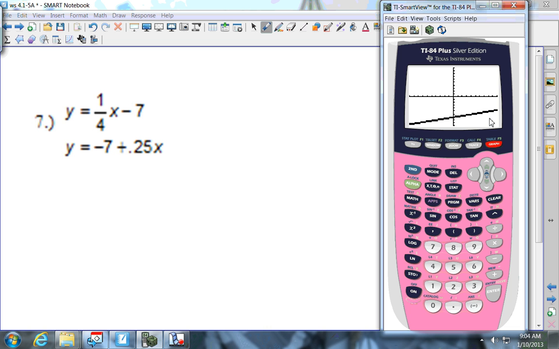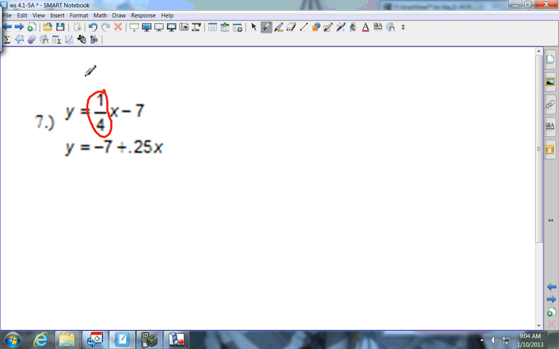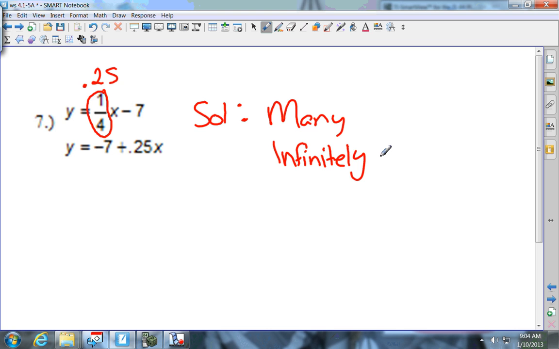And the graphing of the second one, look, it's laying right on top of it. Well, why is that? They're exactly the same line. Think about it. 1/4, what is that as a decimal? 0.25. These are the same lines. When they are the same lines, your solution is many, or some people will say infinitely many. To infinity and beyond. No, just kidding. Infinitely many, meaning there's many solutions because they lie on the same line, so they always intersect in the same point. This is because it's the same line. Same y-intercept, same slope.